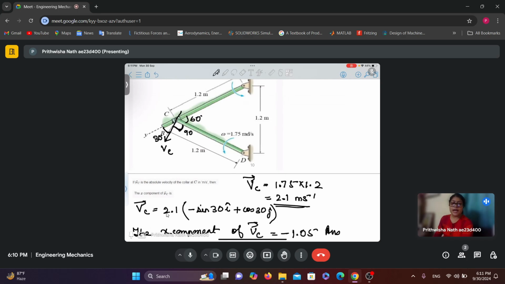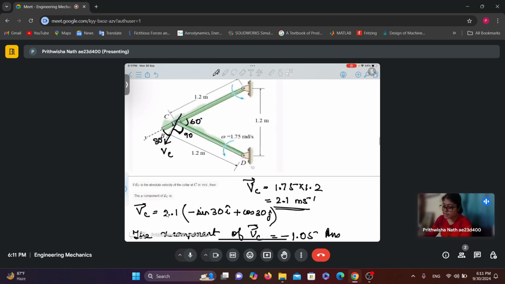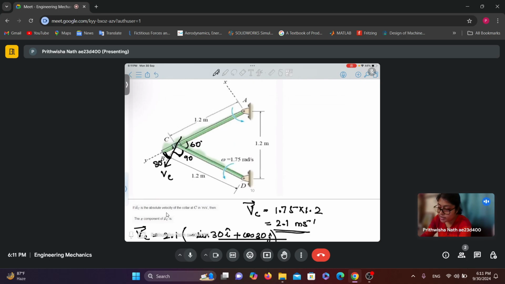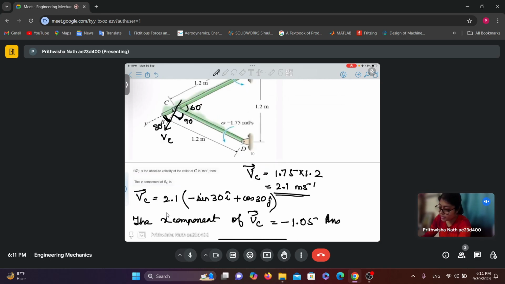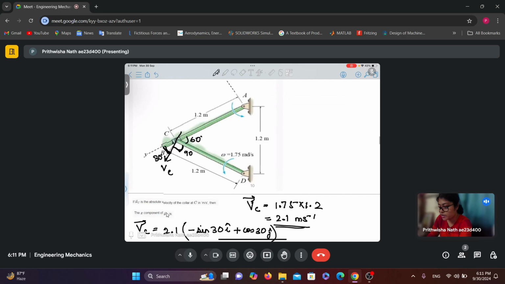Now I need to write in component form in the xy coordinate system, right? So this angle we can easily find out, which comes out to be 30, right? Because we know this angle ACD is 60 degree and VC is making an angle 90 with the CD. So the remaining angle is 30 degree, right? So VC in the xy coordinate becomes 2.1 minus of sine 30 because it is in the opposite direction, right?